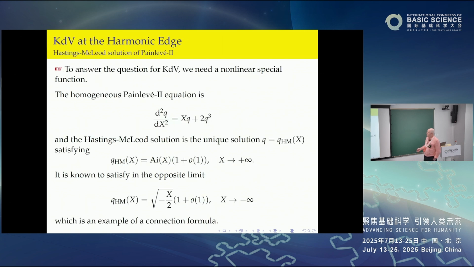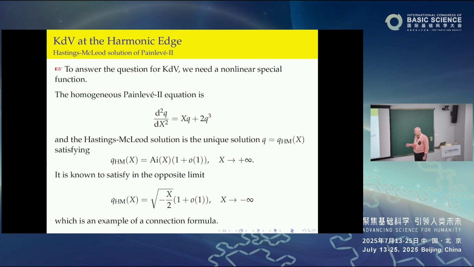Okay, so first let me tell you about the KdV problem. If we answer this question for KdV, we have to describe what's happening using a certain kind of nonlinear special function. This is the so-called homogeneous Painlevé-2 equation right here. It's a cubically nonlinear, non-constant coefficient second order ordinary differential equation for q of x.